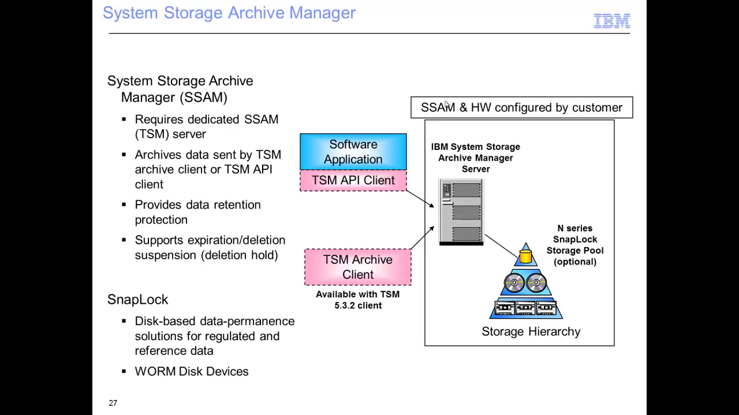Let's take a look at how NAS devices can also be used in archive management. A Tivoli Storage Manager server can be dedicated to become an archive retention server. This is called our System Storage Archive Manager. It does require a dedicated TSM server, and underneath those TSM servers we could utilize the NAS devices and their SnapLock capability to provide a disk-based data permanence solution for regulated and referenced data. So what the N Series device gives us in this case is WORM disk devices working in conjunction with our System Storage Archive Manager's archive capability.